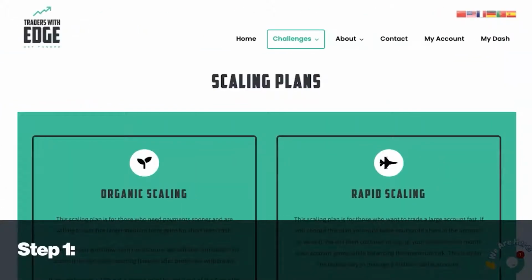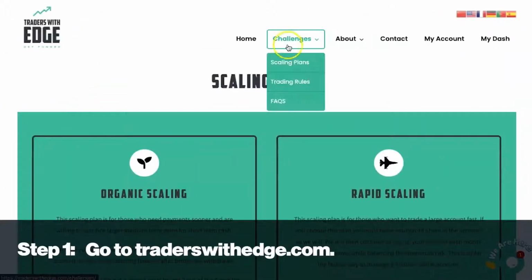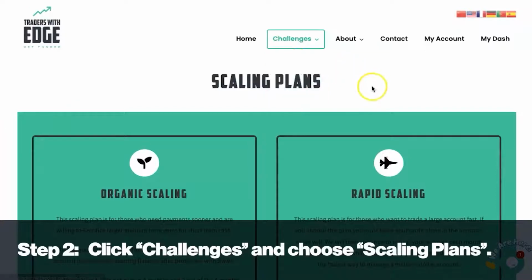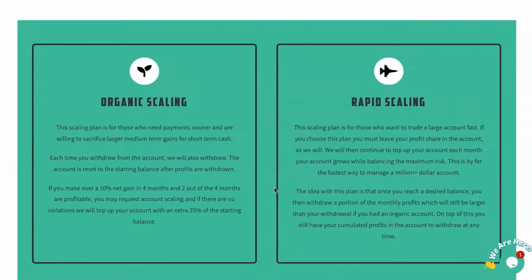First, how you get to this page is go to our website, traderswithedge.com. Under the challenges page, you'll see scaling plans. Click on that page and that will bring you here. Up the top, you'll see an overview of the organic and the rapid scaling plans.